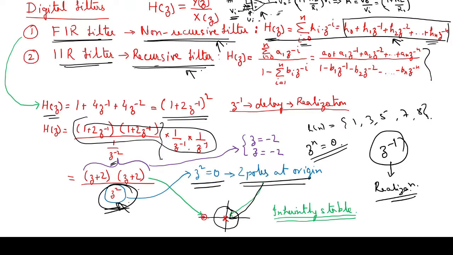Now what does that tell us? Go back to my previous classes and can you tell me, if all the poles are at the origin, what should be the outcome?